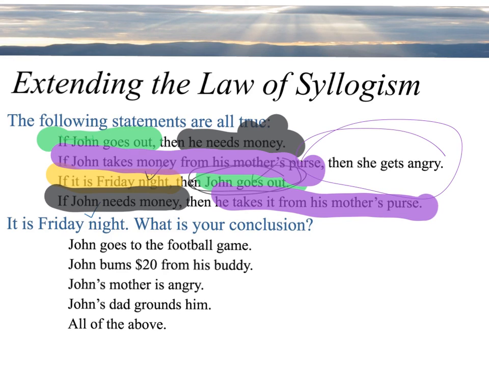So if we look, we don't know that John is at a football game. We don't know anything about him borrowing money. We definitely know his mom's angry. We don't know that his dad grounds him for it, though. So the only thing we can conclude from these logical statements is that John's mother is angry.